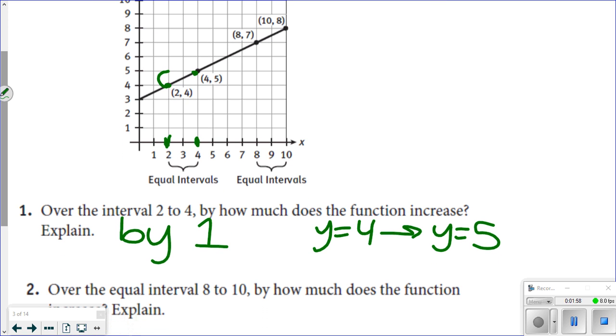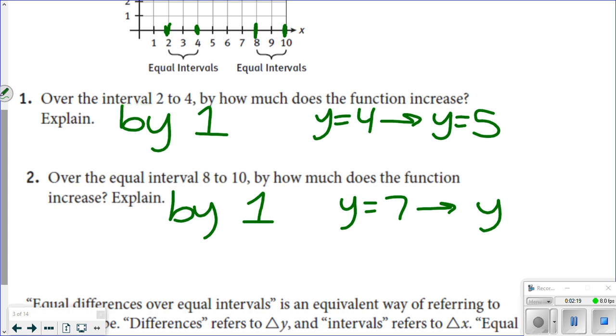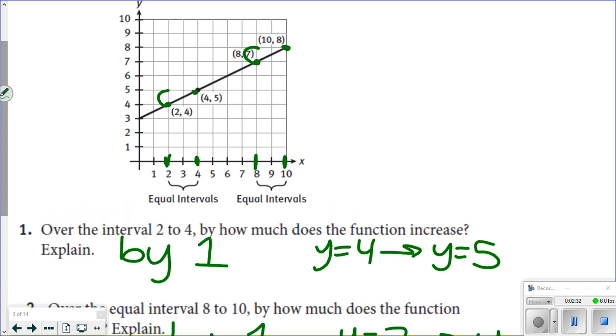Over the equal interval from 8 to 10, how much does the function increase? So we have 8, and we're going up to 10. How much do we increase? Again, it's the same thing. We're increasing by 1. Well, how do we know that? Because we were at y equals 7, and then we're jumping up to y equals 8. So that's our rise. We're rising 1 number. Okay? So does everyone see that? I'm jumping up 1 box here, 1 space. We are jumping up 1 box here.